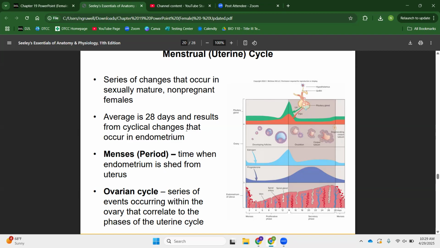So the average cycle is 28 days, and this cyclical secretion and feedback system of our hormones is what controls this. And so the menses itself is when the endometrium is being shed from the uterus. So in our graph here, right at the very beginning is what we would consider the menses. So that endometrial layer is sloughing off. Along with this menstrual cycle, we'll talk about the ovarian cycle, which is what's actually happening in the ovary up here. That kind of corresponds to what's happening within the uterus.